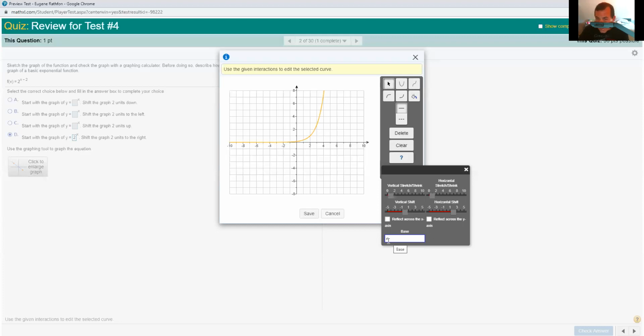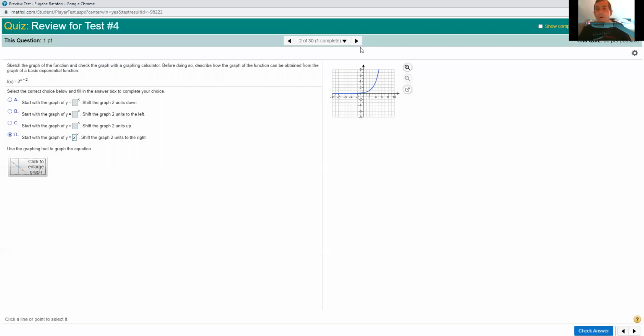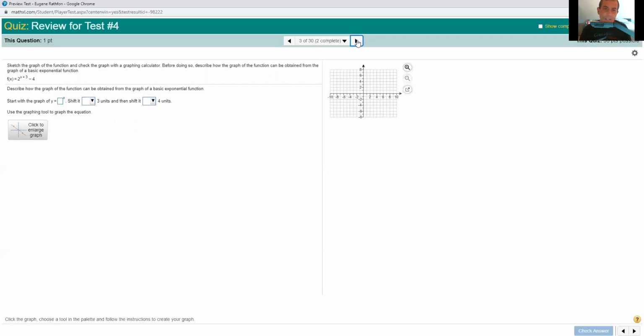Now down here where it says base, this is the most important thing. If you don't change this to a 2, it will mark your answer wrong. So backspace that and put a 2 in there, since that was the base we had up here, okay? Save that, and then you're going to move on to the next. Now I'm going to say this has 30 on it, but my test actually has 25 questions only, okay?